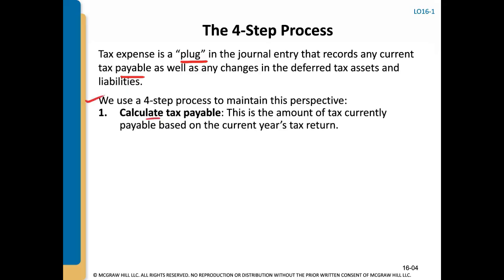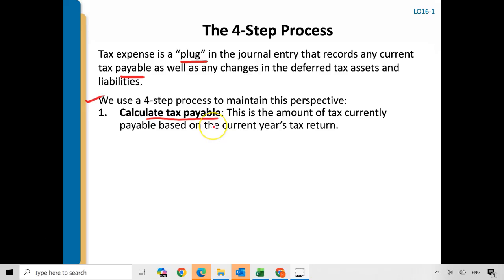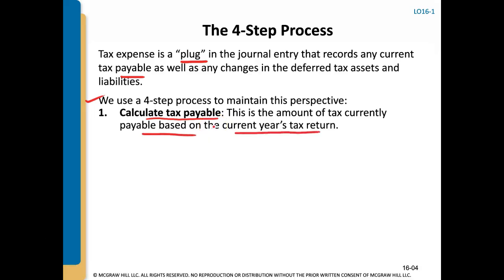First, you calculate your tax payable, and I like to call it income tax payable. This is the amount of tax that is currently due on your current year tax return. So when you look at your revenue for taxes and expenses for taxes, which are called deductions, then you have taxable income, times a tax rate will give you your current income tax payable amount.